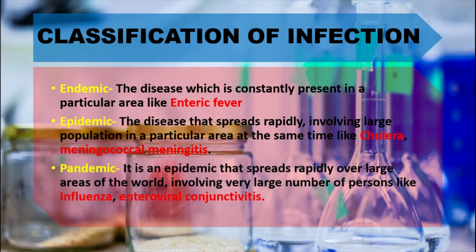While the term pandemic is an epidemic that spreads rapidly over large areas of the world involving a very large number of persons. In earlier periods, like influenza, enteroviral conjunctivitis, and in the old era there was the plague, which was a pandemic. Presently COVID-19 is the pandemic, which you see has spread across the whole world. That is referred to as the pandemic type of infection.